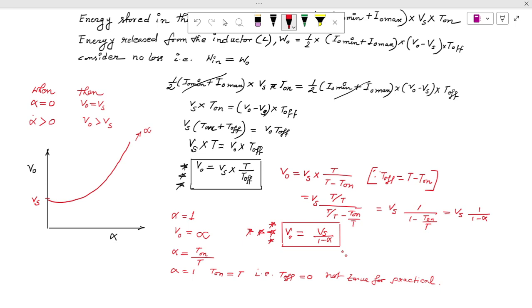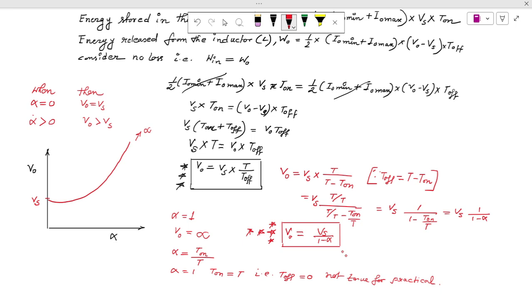In the last moment of this lecture I will conclude that the step up chopper steps up the voltage from the supply voltage, and the minimum value will be Vs when there is no duty cycle, that means alpha equal to 0. Otherwise, when alpha is increasing, the output rises exponentially. When alpha is equal to 1, there is a chance of infinite value, but that is theoretical; practically it will not happen.